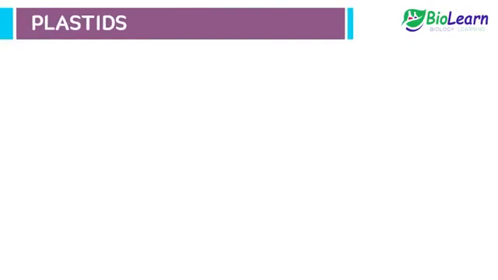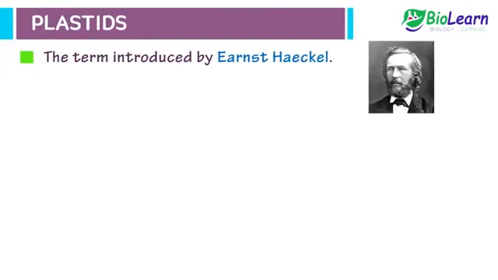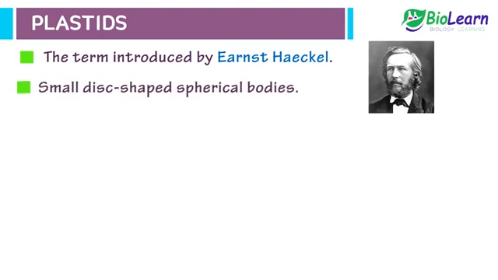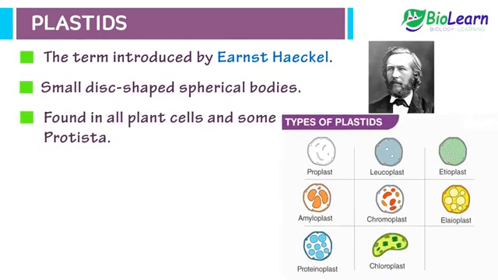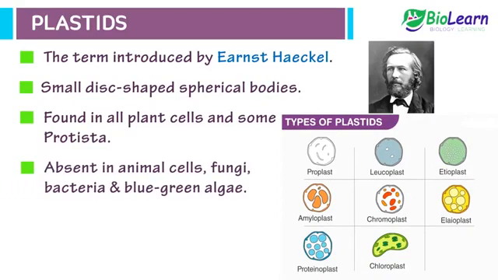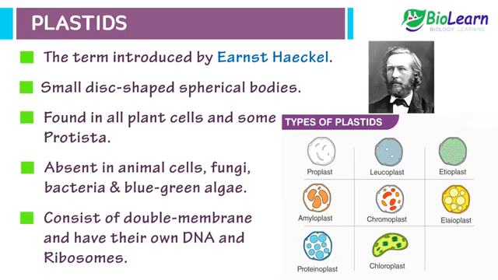The next group of prominent organelles are present only in plant cells. They are plastids. The term plastid was introduced by Ernest Haeckel. They are small disc-shaped or spherical bodies found scattered in all plant cells and in some protista. They are absent in animal cells, fungi, bacteria, and blue-green algae. Plastids are double-walled and have their own DNA and ribosomes.